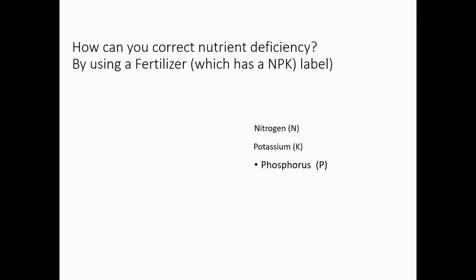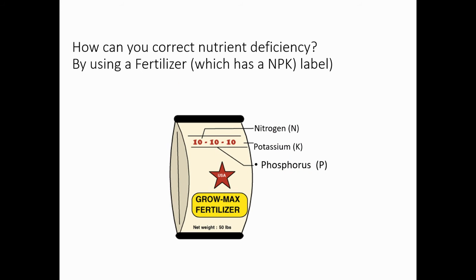So how do you correct nutrient deficiency? The way that you can correct it is by using a fertilizer, which here's an example bag of fertilizer that has an NPK listed on the front. That's what these numbers are, the 10, 10, 10. This means nitrogen is 10, phosphorus is 10, and potassium is 10. So this is a balanced fertilizer, so it would be like an all-purpose fertilizer for a plant.